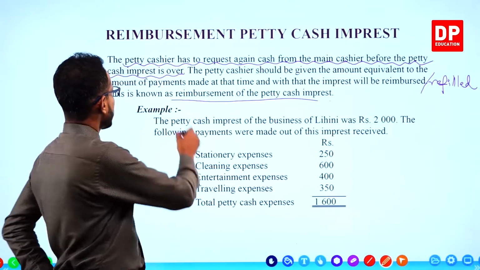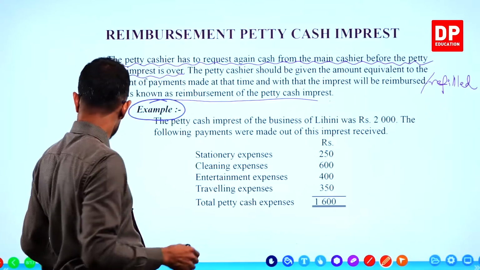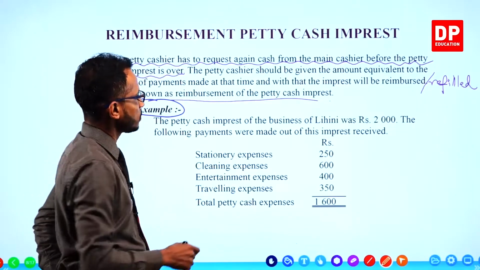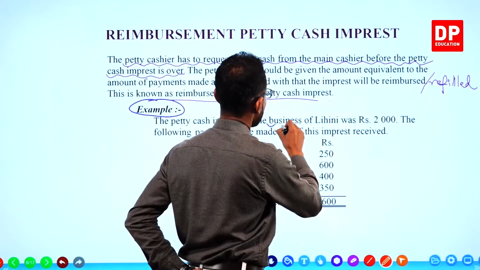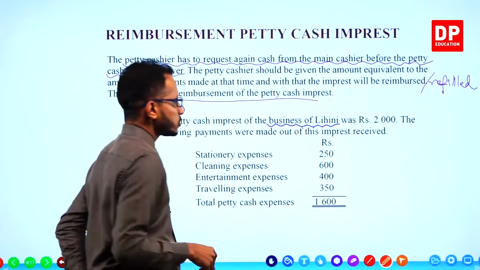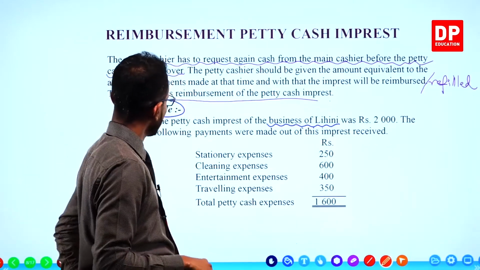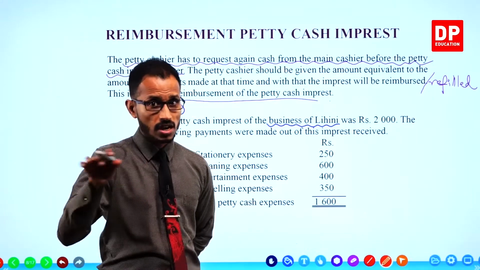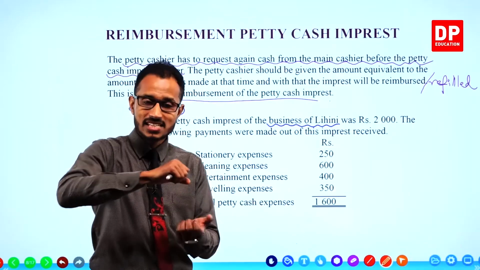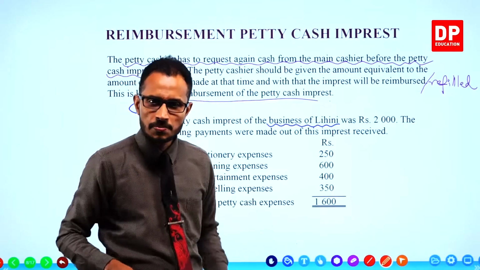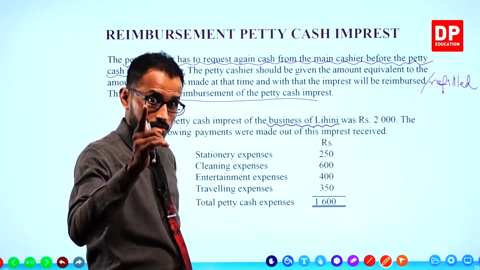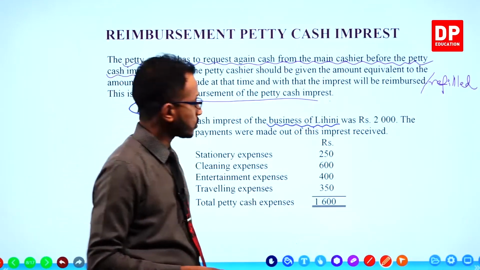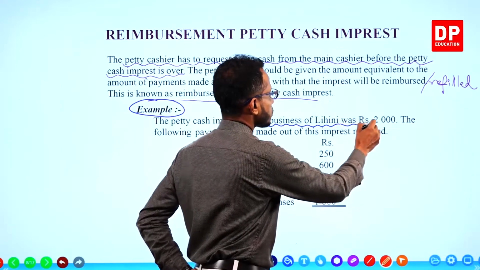The petty cash imprest. Example, the petty cash imprest of the business of Lihini was 2,000, which means the entire amount that the petty cashier has at hand at the beginning of the month to do the petty cash transactions is 2,000. The imprest is 2,000.